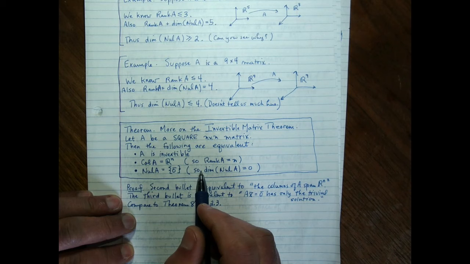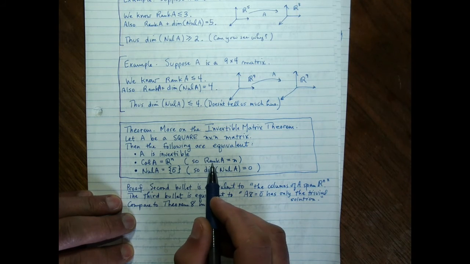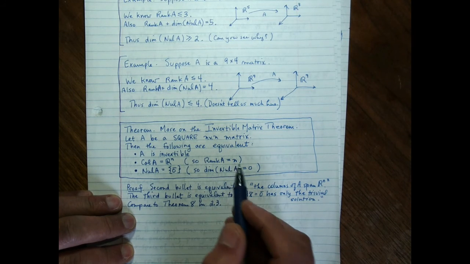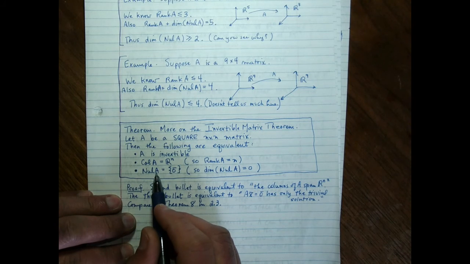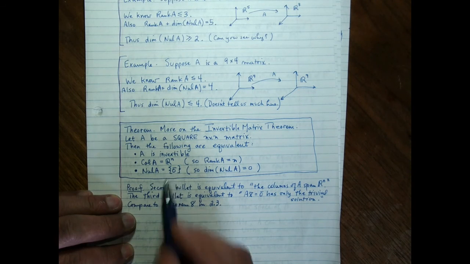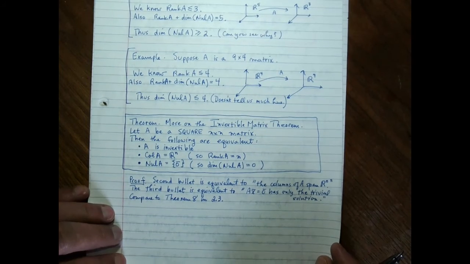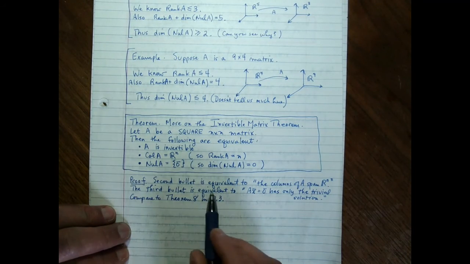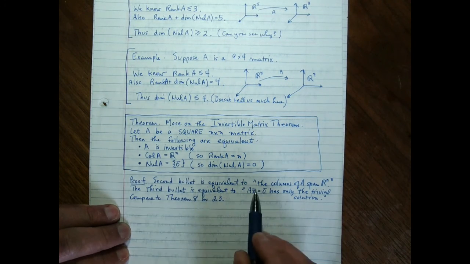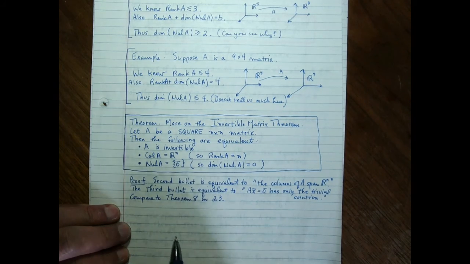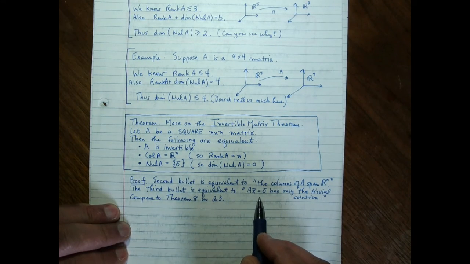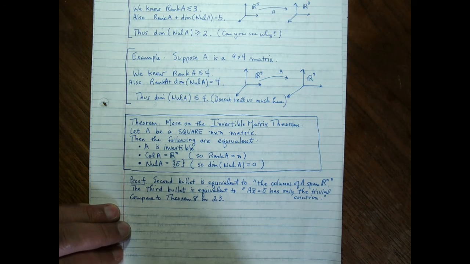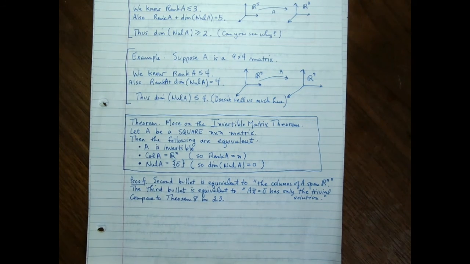So for instance, if you know that the rank of a matrix is n, you know that the null space of the matrix consists of just the 0 vector. And for the proof here, I'm just going to say, take a look at this on your own, because we're through.